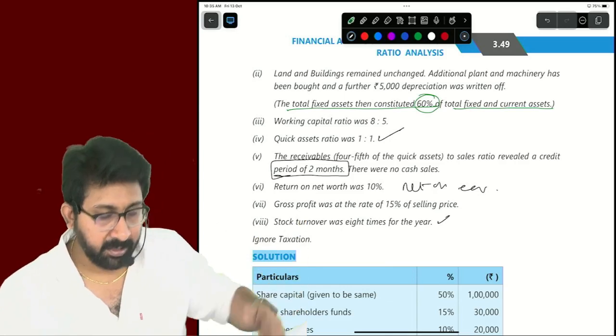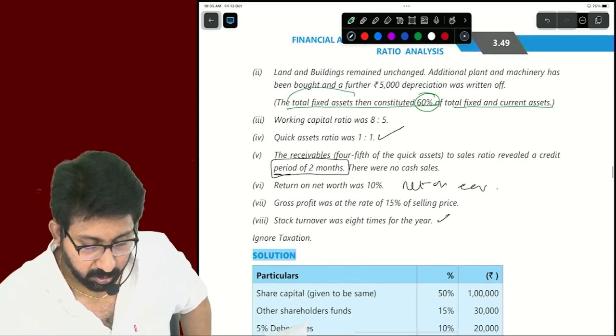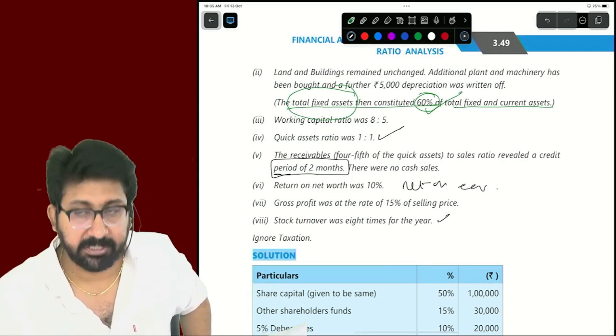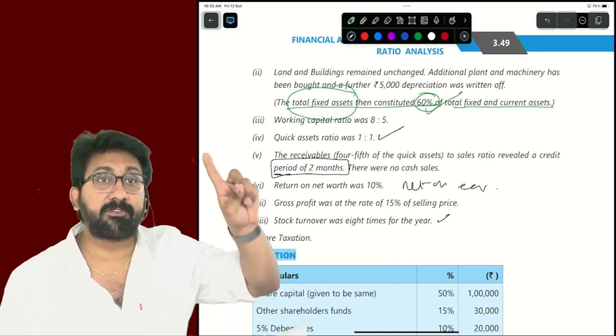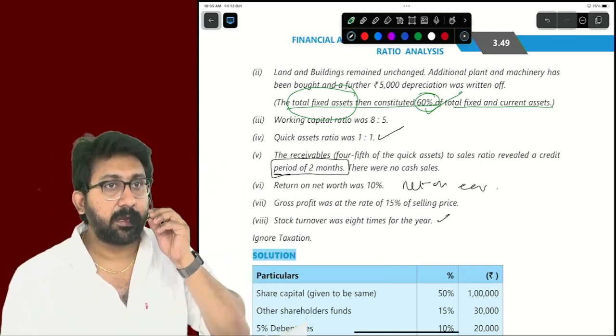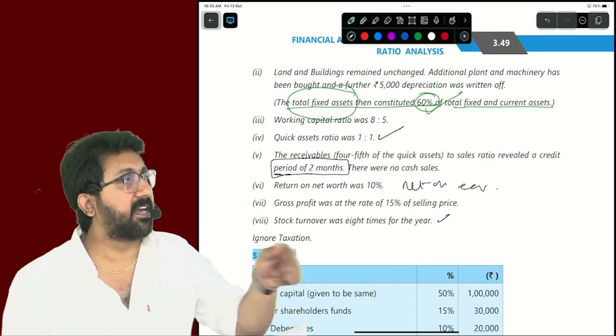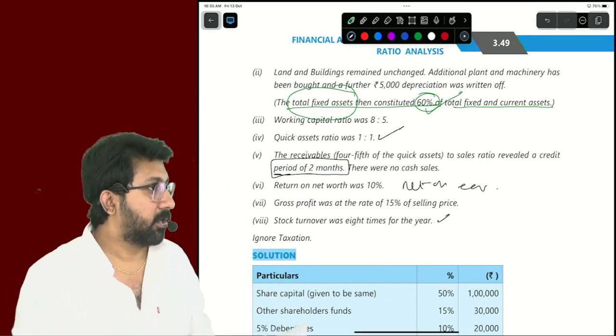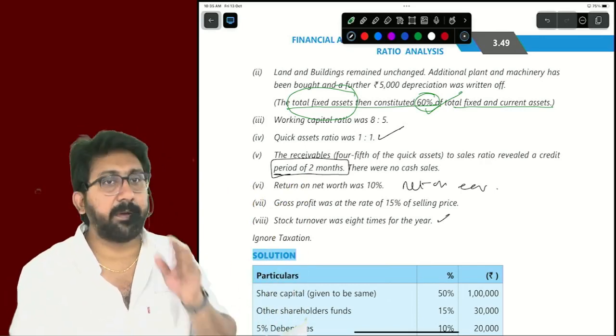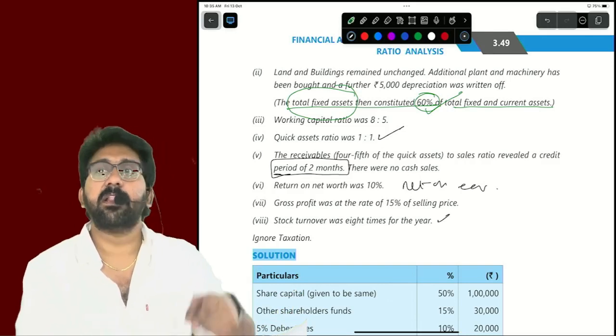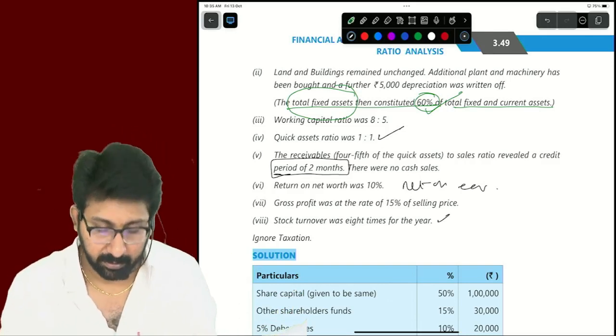On revision, after revision is made, total fixed assets is constituting how much? 60% of total of fixed and current assets. Can you please tell me what you mean by total of fixed and current assets? Total assets. Total assets is equal to total liabilities. What is the total liability? That's why we have done that. Okay, write down.